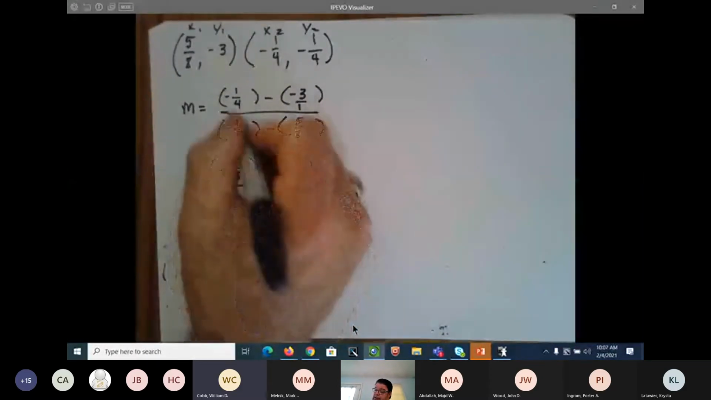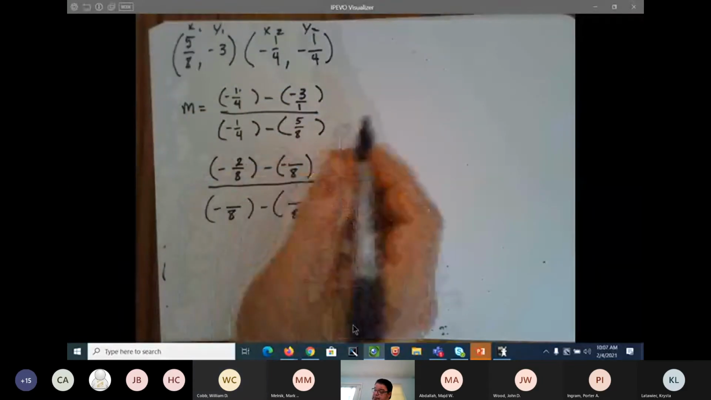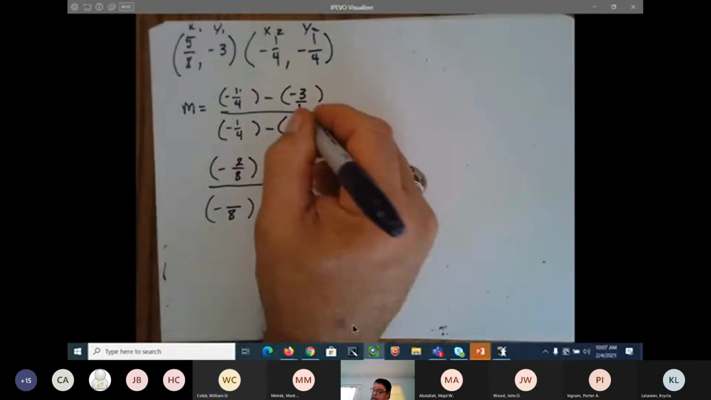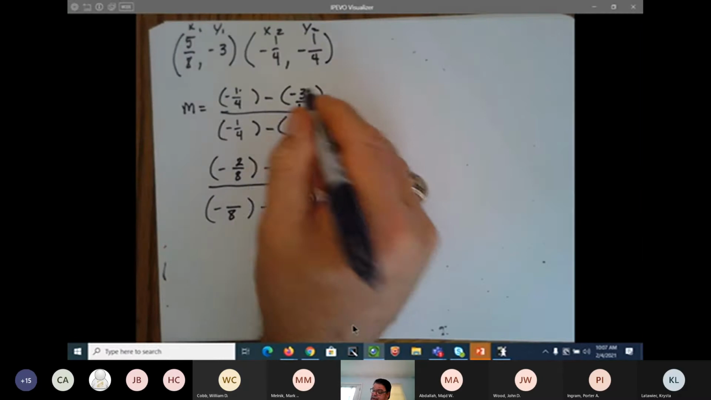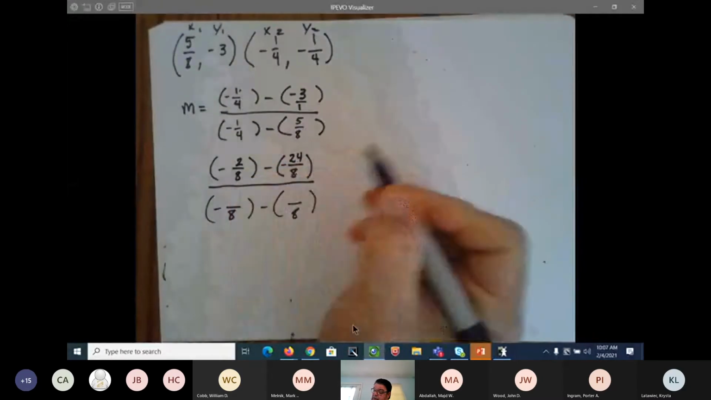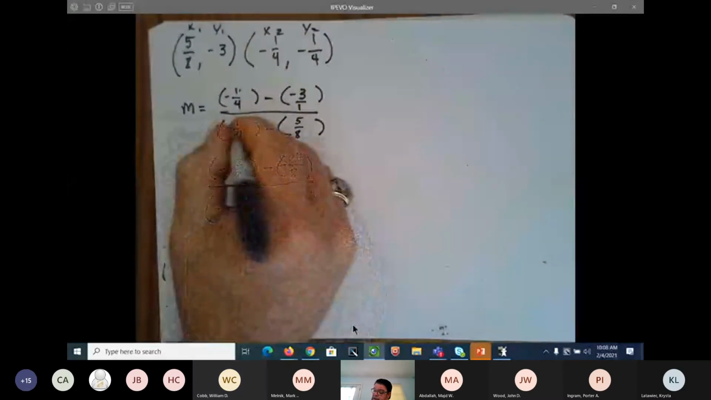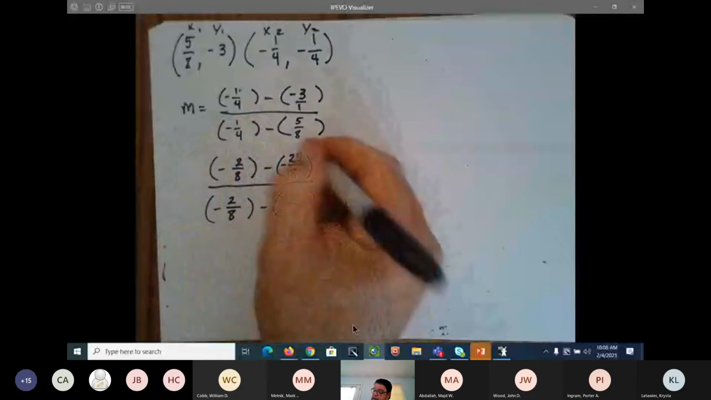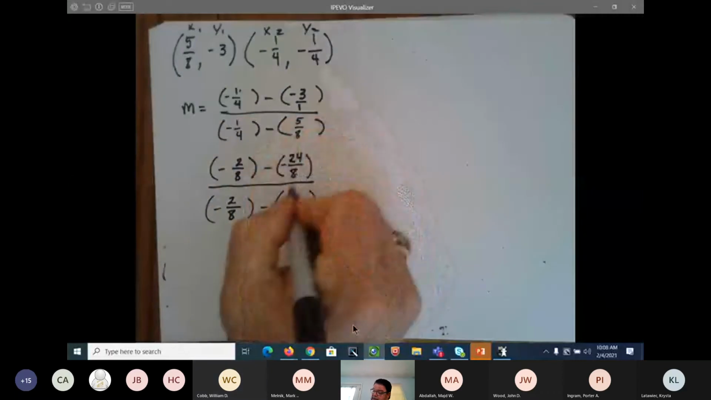4 will go into 8, 2 times. 1 is 2. 1 will go into 8, 8 times. 8 times 3 is 24. 4 will go into 8, 2 times. 2 times 1 is 2. 8 will go into 8, 1 time. 5 is 5.